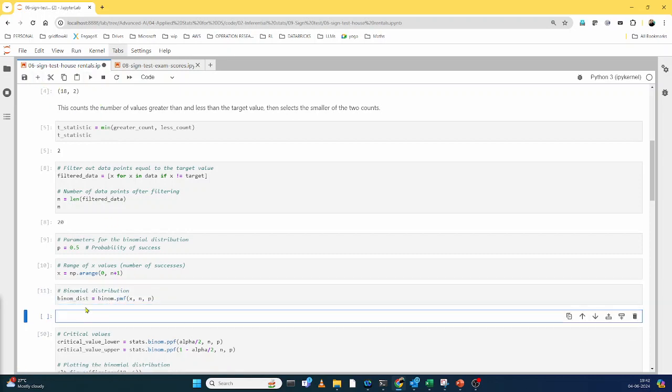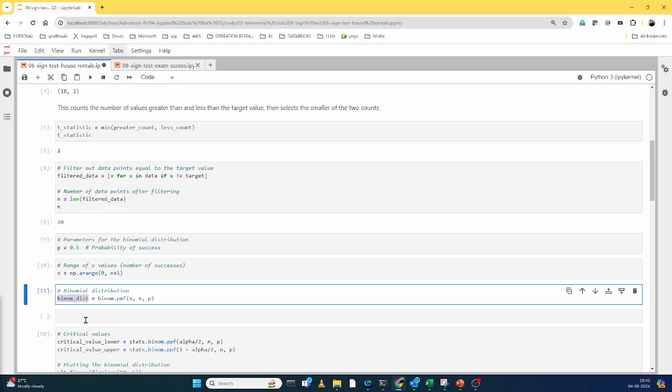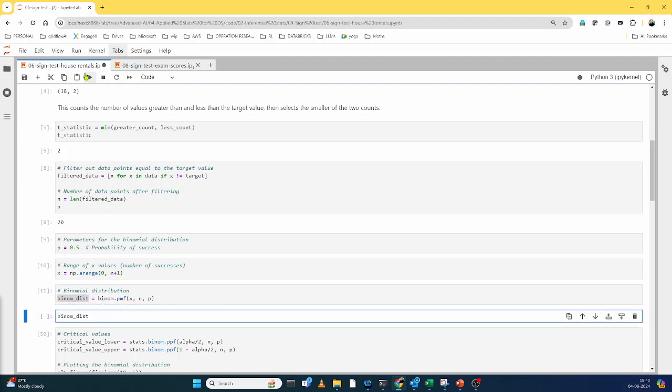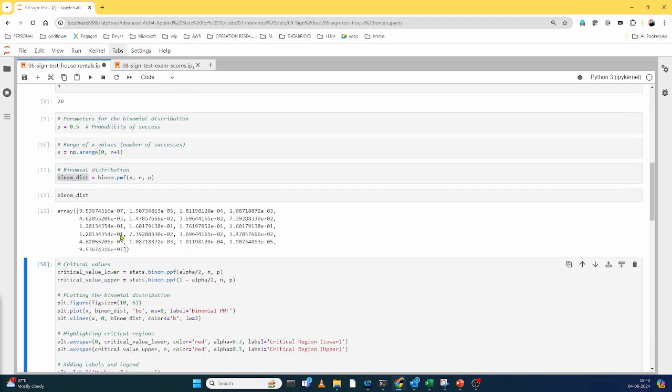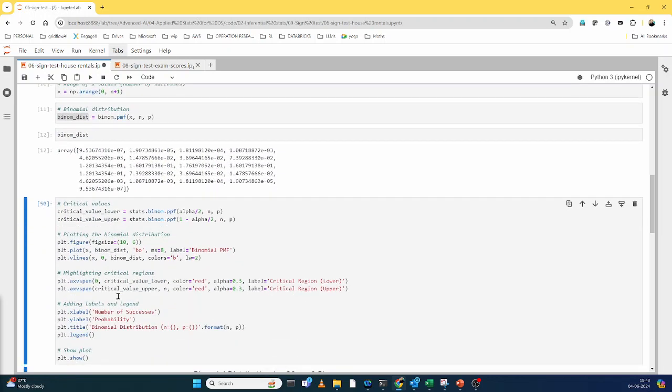So essentially the binomial distribution is the probabilities for each of these successes here. Now what we're going to do is find out the critical values from the binomial distribution using the alpha on one side and then 1 minus alpha by 2 on the other side. Since this is going to be a two-tailed test, we will have a critical value lower and upper. And after that, we just plot the binomial probabilities, PMF, and then we show the test statistic in the plot.